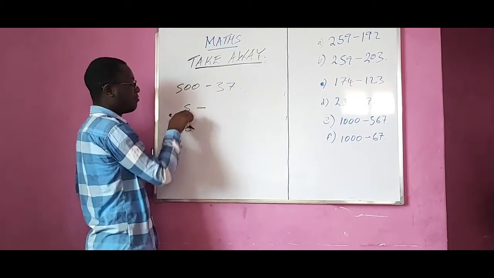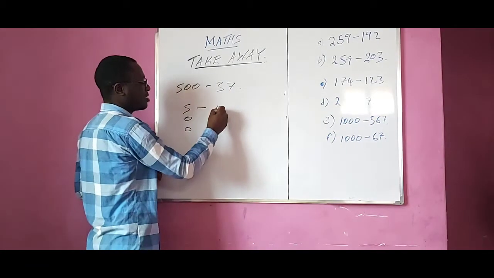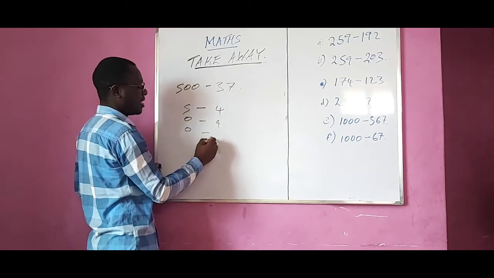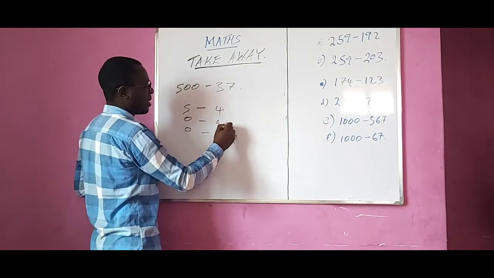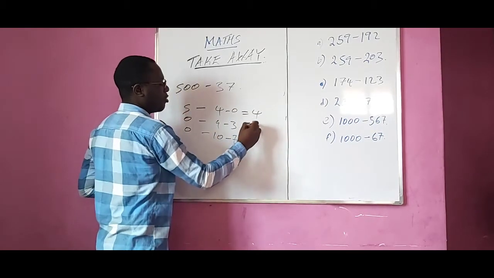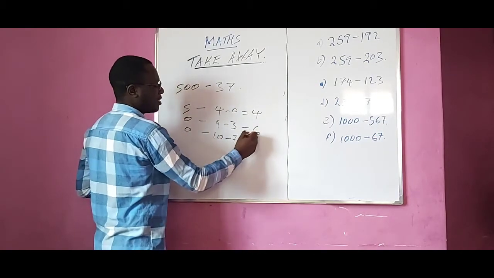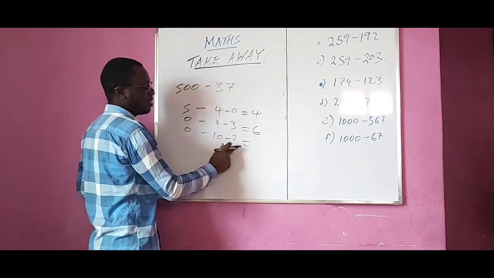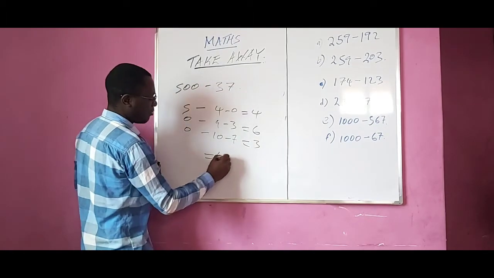Now instead of 5, one step behind. That is 4. Here 9 and here is 10. Minus 7, minus 3, minus 0, because there's nothing there. So this is 4. This is 9 take away 3, that is 6. 10 take away 7, that is 3. The answer is 463.